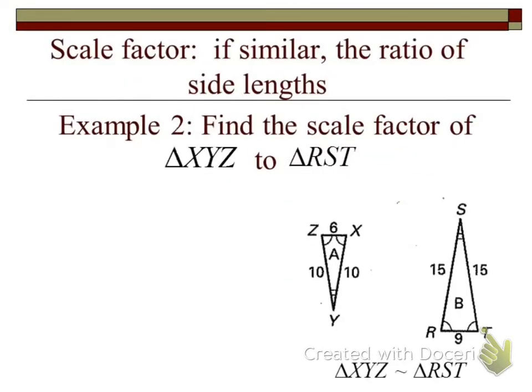All right, here is example 2. There's actually a definition at the beginning. It's sort of hiding up above the directions. This is all about scale factor. So the scale factor, if you have polygons that are similar, is just the ratio of the side lengths. So you're going to write a ratio comparing the side lengths of the two figures that you're given.